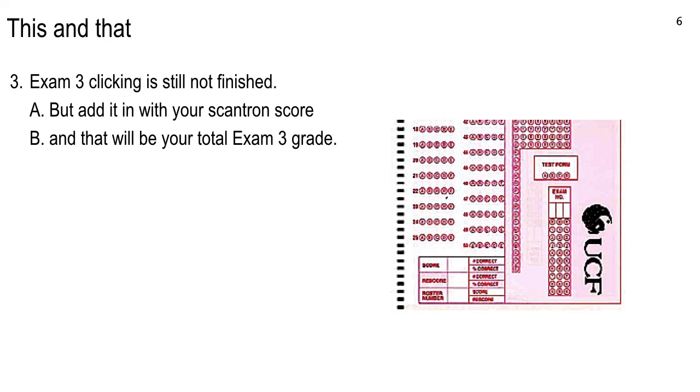Remember, you've got to fill in the test form. Some of you didn't get printouts. You've got to fill in the test form up here, A, B, C, or D. And then up here in this area, you have to fill in your UCF ID number. Now, you don't have to write the letter anymore. You used to, but now just the 7 numbers is sufficient.